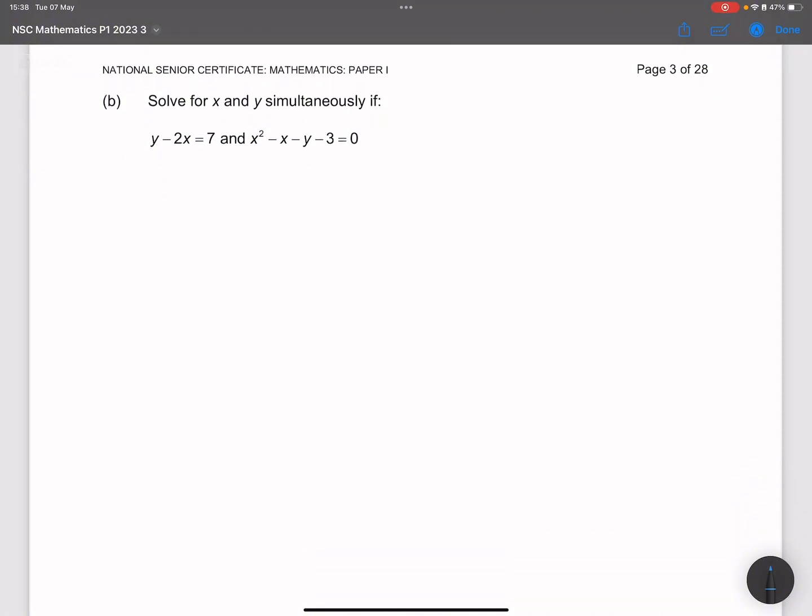They say solve for x and y simultaneously. So what I'm going to do is start with y is equal to 2x. I'm going to bring the 2x to this side, so it's going to be 2x plus 7, and I'll call this equation 1. And I'll call the other equation 2. In this case, substitute equation 1 into equation 2. Everywhere I see y, I am going to substitute 2x plus 7. So this is minus, please put it in brackets, 2x plus 7, minus 3, equal to 0.